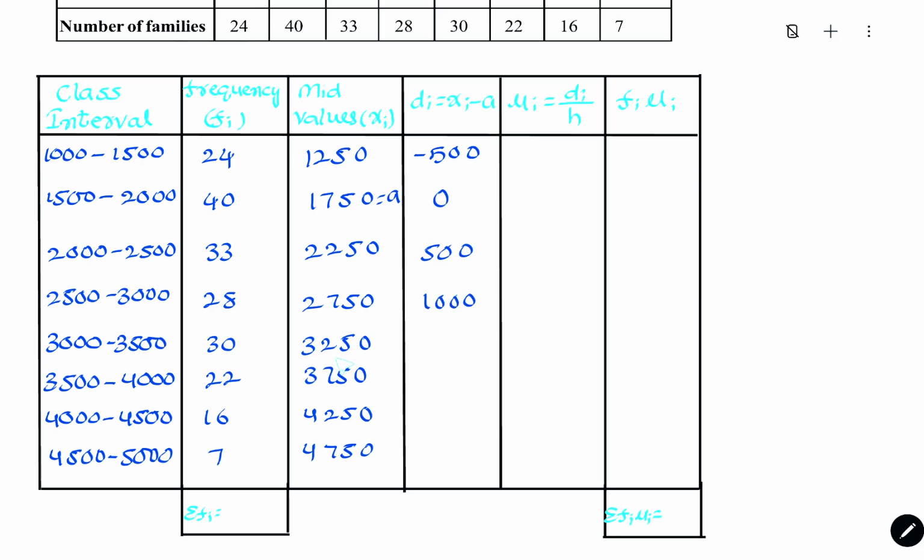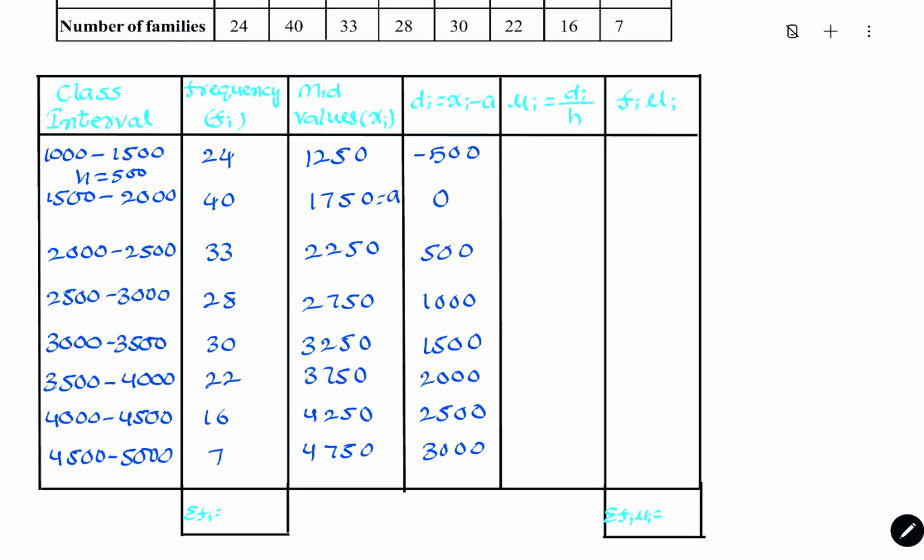Here 3250 minus 1750 is 1500. Here 3750 minus 1750 is 2000. Here 4250 minus 1750 is 2500. Here 4750 minus 1750 is 3000. Now find ui. ui is equal to di by h. Here h is nothing but the difference between the upper limit and lower limit. Here h is equal to 1500 minus 1000, which is 500.